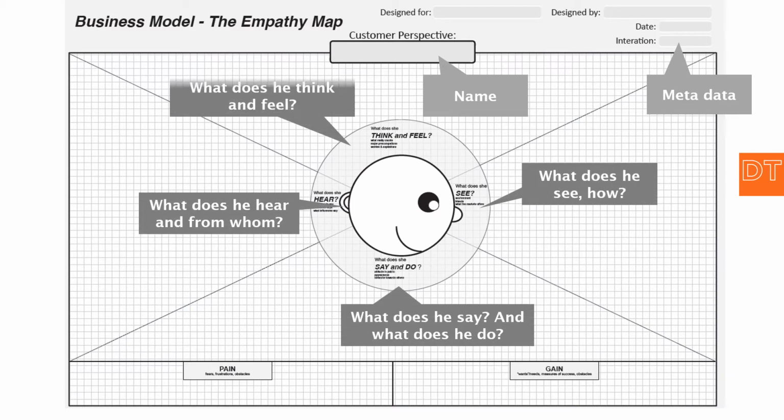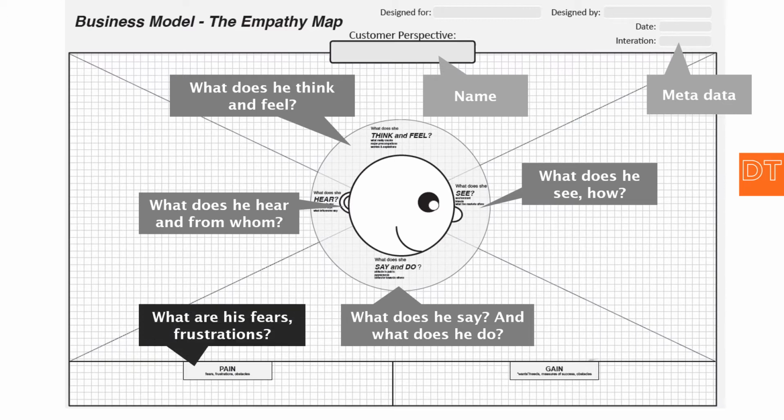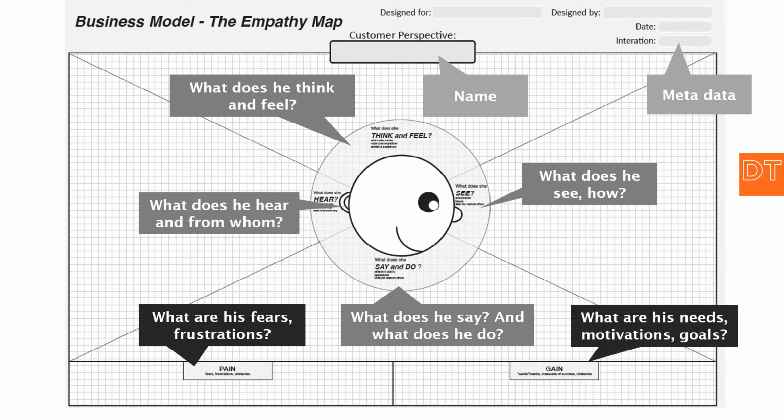What does he see? How does he see that? Who was showing it to him? What does he hear? From whom did he hear that? What does he say actually about it? And what kind of behavior does he show? On the basis of those things, we can get a feeling about what he thinks and feels about it. If you filled all these segments in, possibly you can distill his pains and gains. The pains are his fears and frustrations, and the gains are his needs, motivations, and goals.